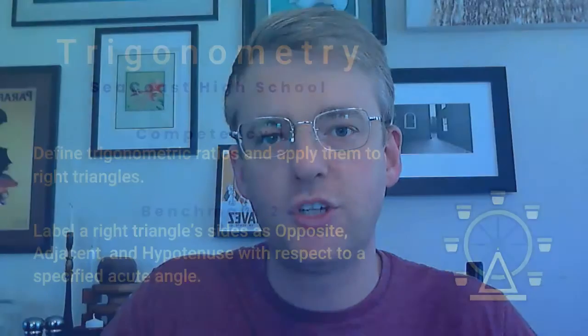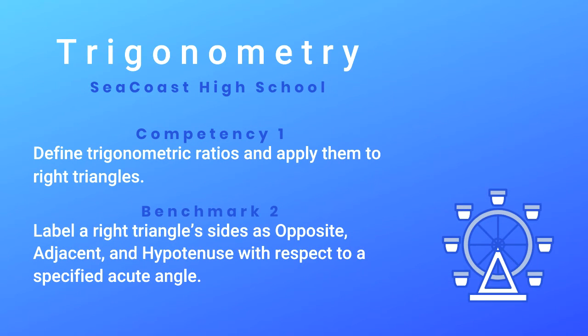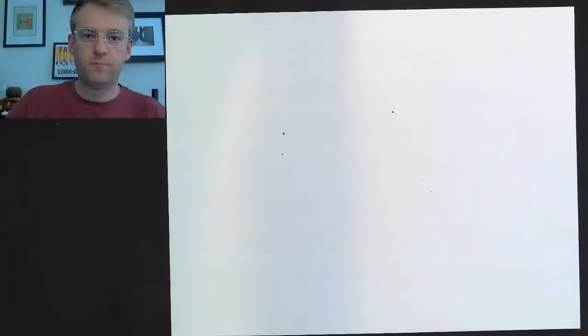Today we're working on Competency 1 benchmark number 2. Benchmark 2 is to label a right triangle's sides as opposite, adjacent, and the hypotenuse with respect to a specific acute angle. In the last video, we talked about labeling an opposite side to a specific vertex so that we would name each of the sides after the angle across from them. We're going to expand on that today, where we're going to use that principle of labeling what's across to label as much as we can, specifically in a right triangle.